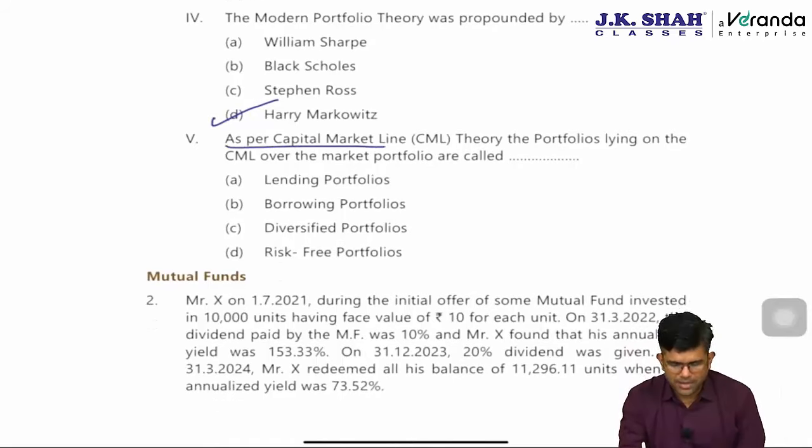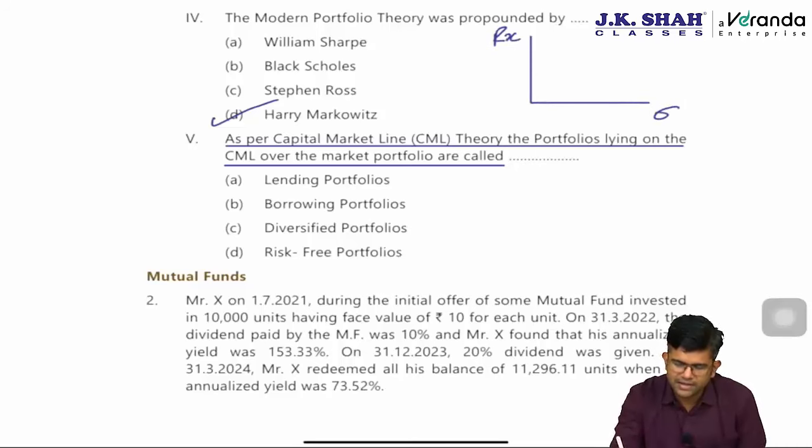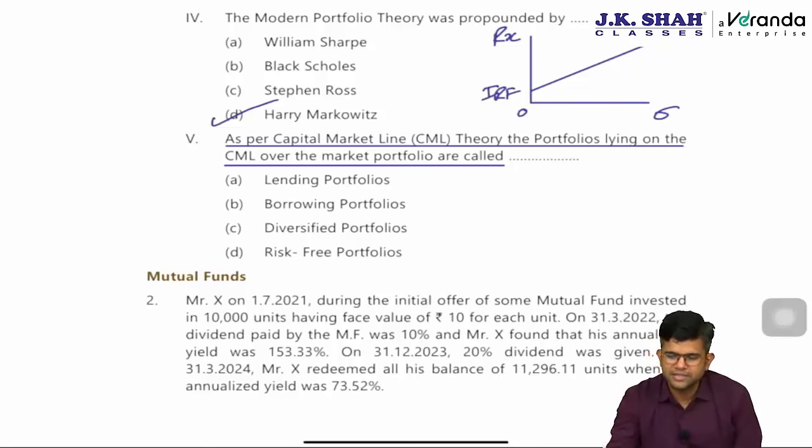Now, as per capital market line theory, portfolios lying on the CML over the market portfolio are called. So students, here there was this capital market line. This is the sigma axis and this is the return axis, and this is how the capital market line looks. This is the risk free rate, because at sigma 0 the return that you should get is risk free. Here there used to be market return, and market risk, sigma m.